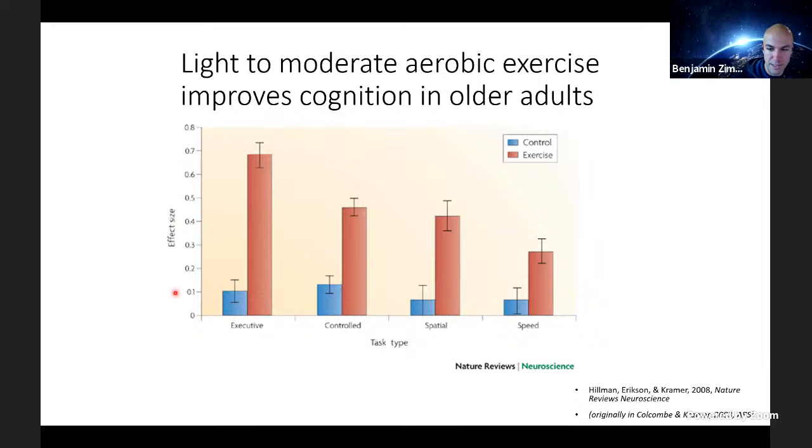So these include things like working memory and mental flexibility components. But really all of these cognitive domains that they're looking at here would be considered more in the fluid intelligence category that we talked about earlier. So the control groups here in blue were usually put into some kind of active stretching intervention, so that they still had something to do, like some kind of active intervention, but it wasn't aerobic in any way.